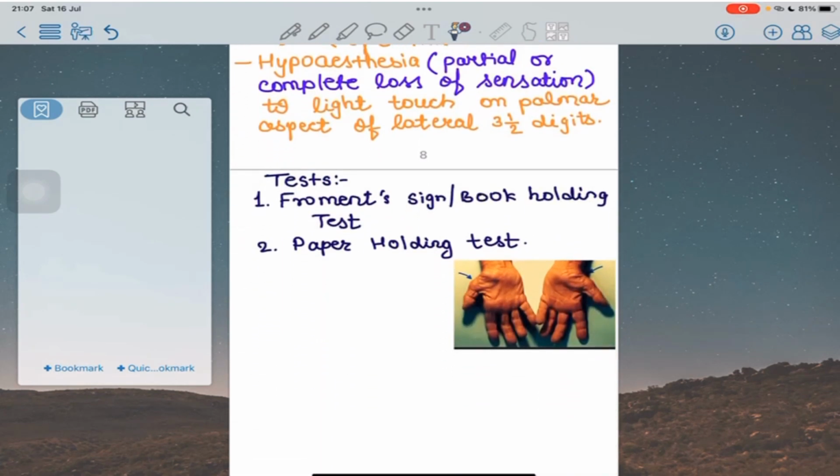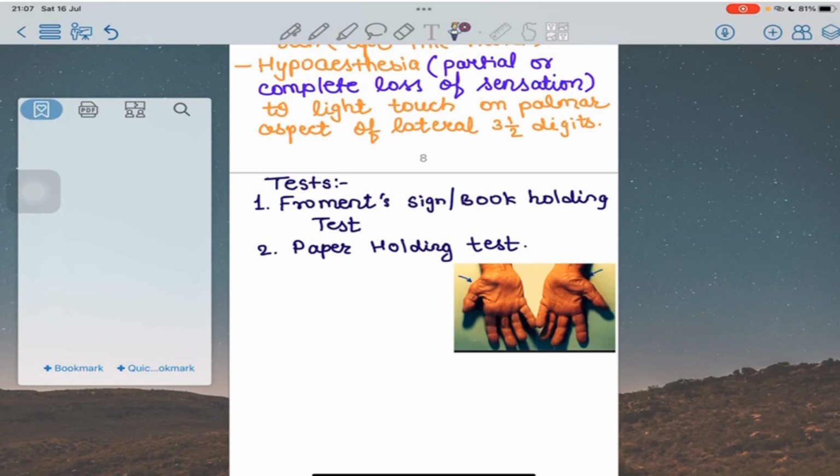So what would be the test performed for the carpal tunnel syndrome to be detected? We simply have to remember the names of 2 tests which we ask patients to perform to see if he or she has carpal tunnel syndrome. One would be the Froment's sign or book holding test, and second would be the paper holding test.